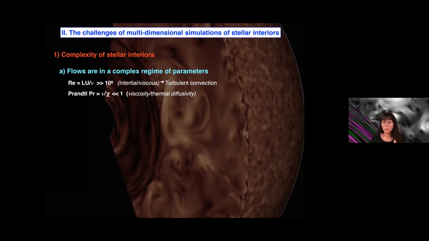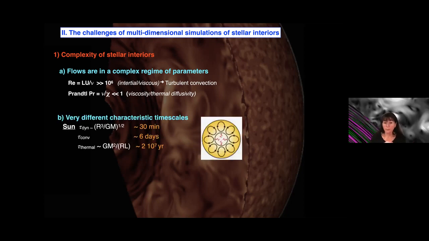So first of all, we know that the stellar interiors are in a complex regime of non-dimensional parameters like the Reynolds number. Viscosity is very small, and therefore convection is going to be turbulent there because of the very high Reynolds number. The Prandtl number, which is the ratio of viscosity to thermal diffusivity, is there very small because of the very, very small viscosity. Also, we have very different time scales.